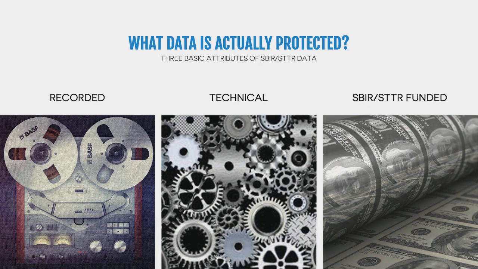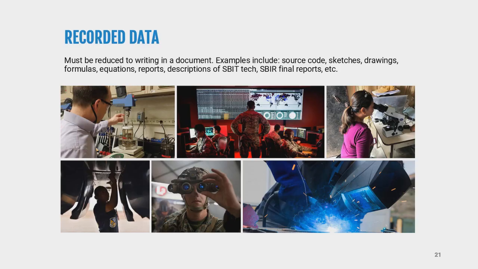Now, these two things that need to be stressed as part of technical data include marking requirements and maintenance of records. We'll come back to this a little bit later, but we'll talk about each of these a little bit more specifically. So in order for something to be recorded data, next slide, it needs to be reduced in writing and contained in a written document. Now, SBIR data can be source code, sketches, like I mentioned. SBIR protections do not apply to ideas or concepts unless they are actually reduced into writing.